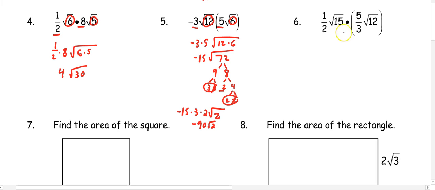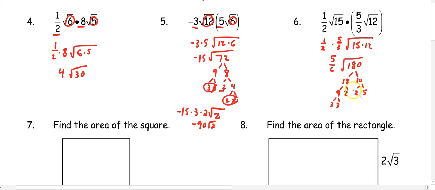The last one we have is 1/2 times 5 over 3 root 15 times 12. So 1/2 times 5/3, we can multiply the numerators together and the denominators together, so we get 5 over 6 root 180. We can break 180 down into 18 and 10. 18 breaks down to 9 and 2. 9 breaks down to 3 and 3. 10 breaks down to 2 and 5. So we have a pair of 2s and a pair of 3s.